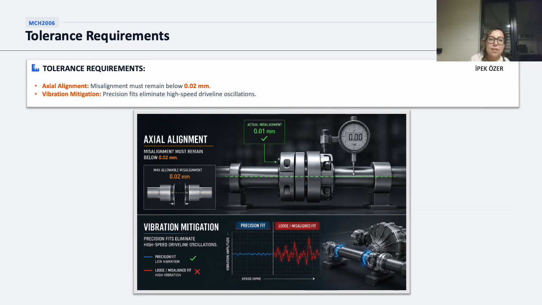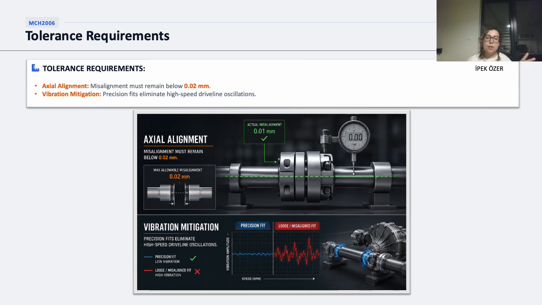In this slide, we see that we have two main tolerance requirements. The first one is axial alignment. Regarding our first tolerance requirement, our maximum allowable axial misalignment must remain below 0.02 millimeters, as you can see from the figure, where it is written in orange. Also, the current measurement shows a successful alignment of 0.01 millimeters.